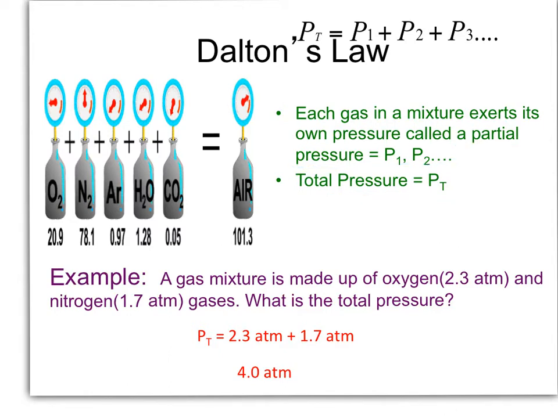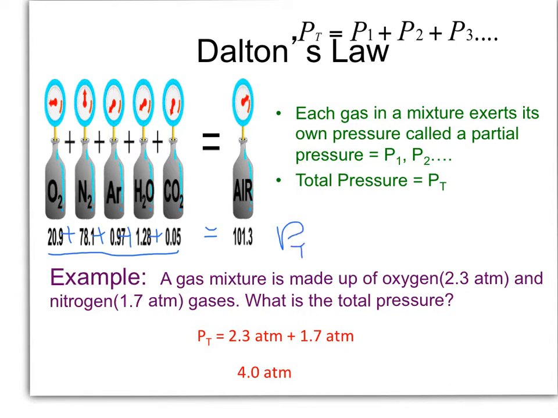So let's take a look at the example to the left. There are 5 separate bottles, and these bottles represent the different gases that are found in the mixture of air. You can see that oxygen has a partial pressure of 20.9 kPa, and nitrogen is 78.1 kPa, and so forth. You'll notice that when we combine all of those gases into just one bottle, we get a value of 101.3. Now how did that happen? Well, if you just add all of the individual pressures of the gases within that mixture, the partial pressures, you will get the total pressure, which is 101.3 kPa.